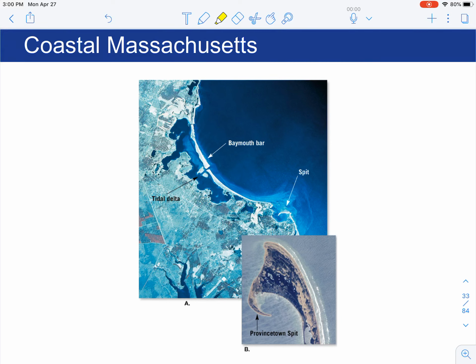This is Provincetown in Rhode Island. Actually, that's also Massachusetts, my bad. So this is an example of another spit here. And these are areas, again, where you have currents that are transporting and depositing sand offshore.